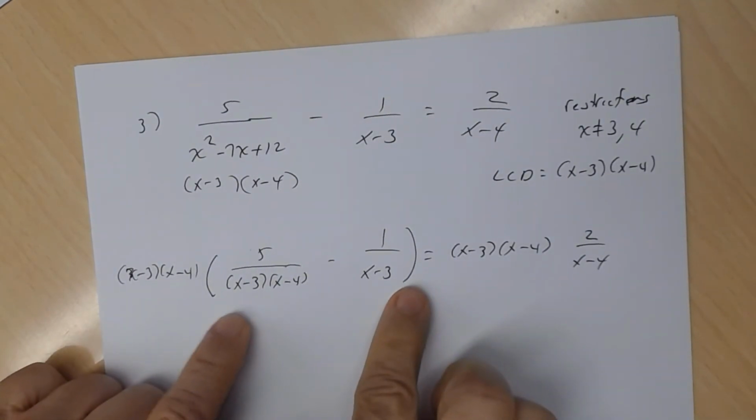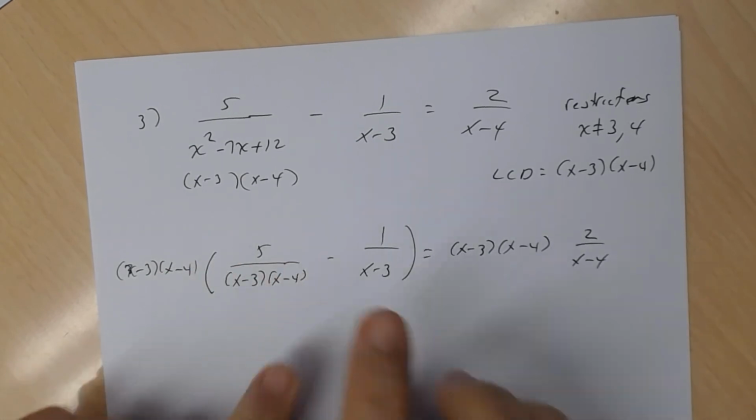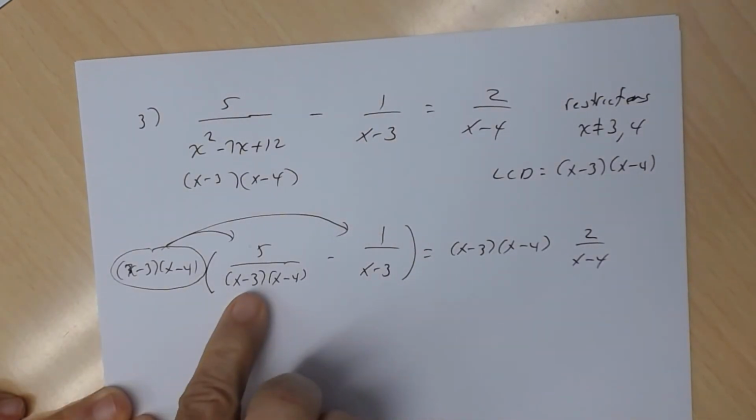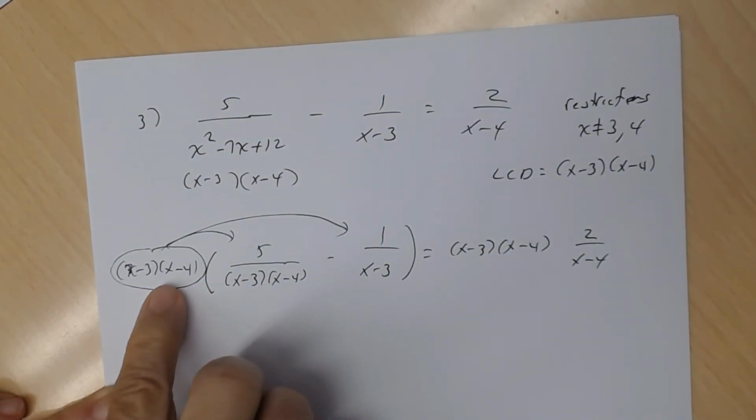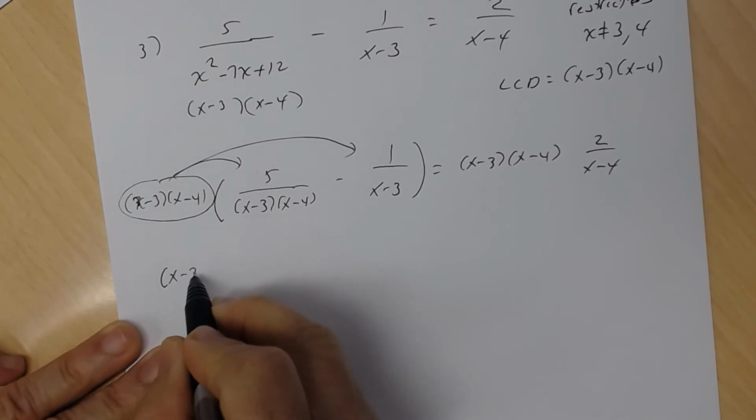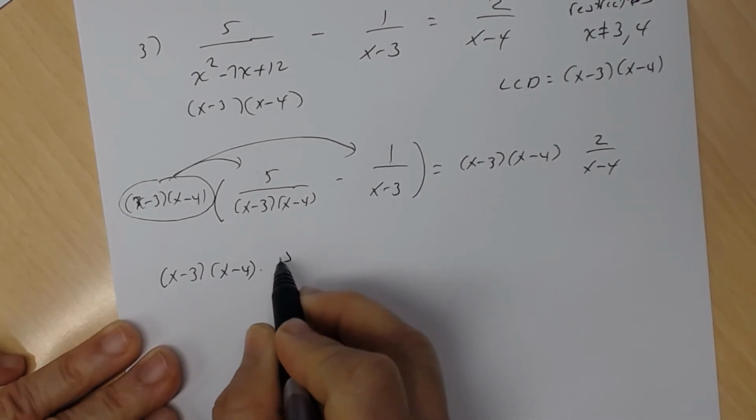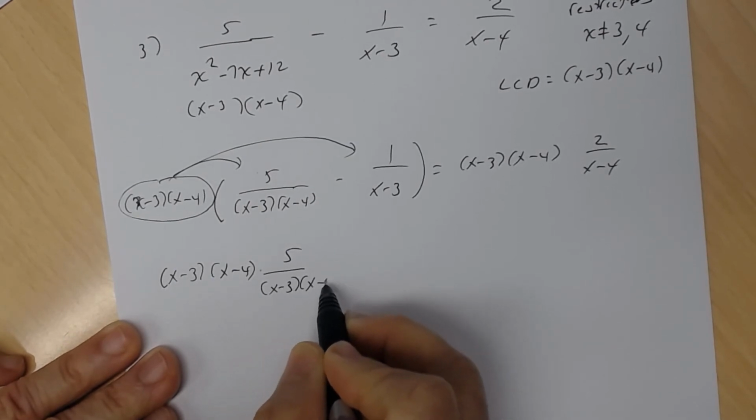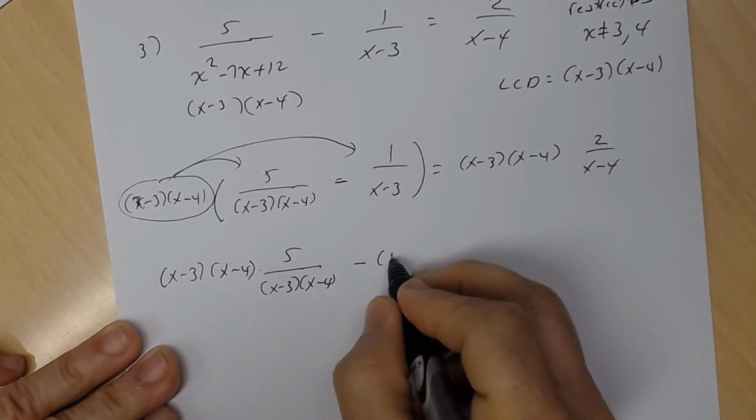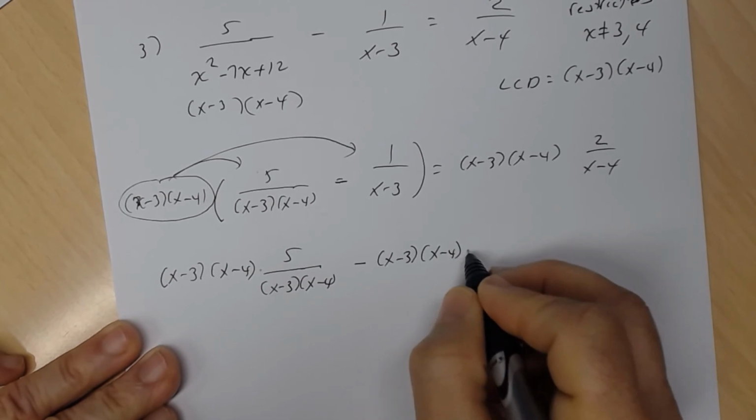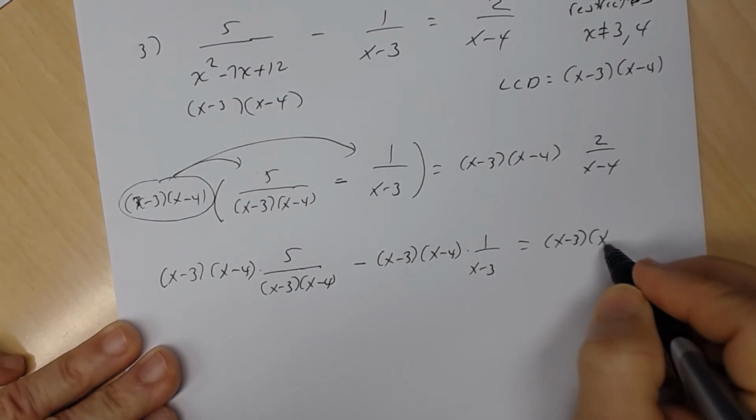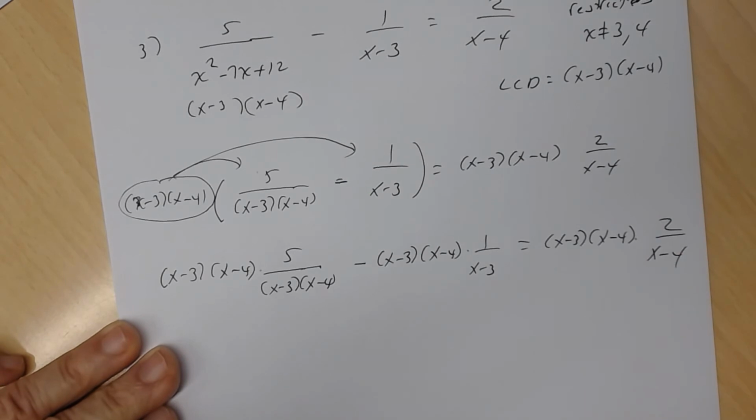Okay, now I got to get rid of these outside parentheses by using the distributive property. So I'm going to distribute this LCD through here. Both of these fractions have to be multiplied by the LCD. So you're going to say the LCD, x minus 3, x minus 4, times the first fraction, minus the LCD times the second fraction, x minus 3, x minus 4, times 1 divided by x minus 3. Equal, I'm just going to rewrite this over. X minus 3, x minus 4, times 2 divided by x minus 4.